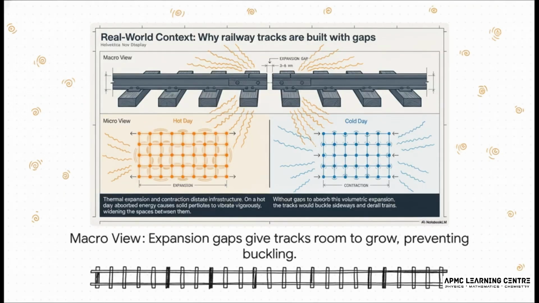And this is where the genius comes in. Because engineers know all about this particle behavior, they plan for it. They intentionally build these small but absolutely vital expansion gaps between sections of the track. This gives the metal a safe place to expand on a hot day so it doesn't bend and buckle out of shape, which could be catastrophic. It's a perfect case of micro-knowledge solving a massive macro problem.